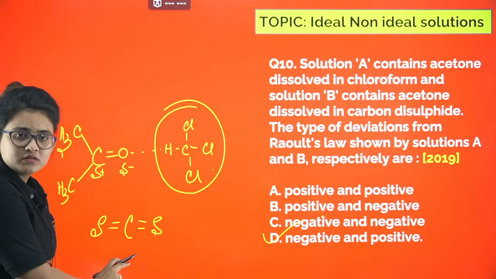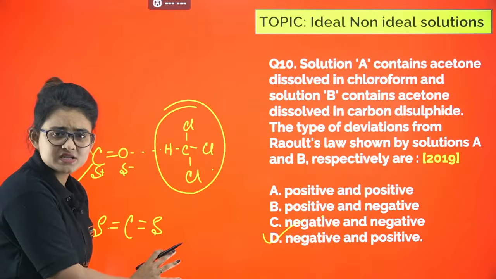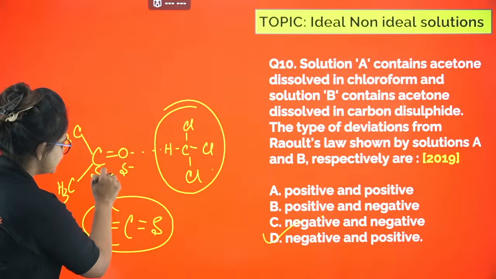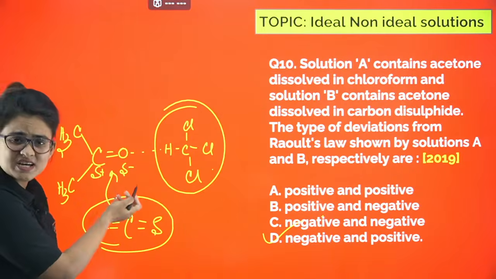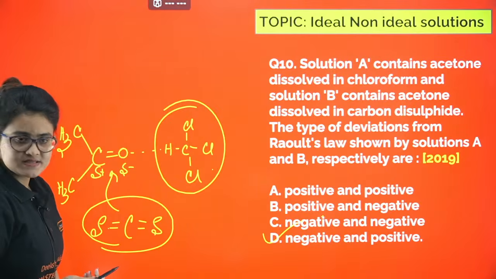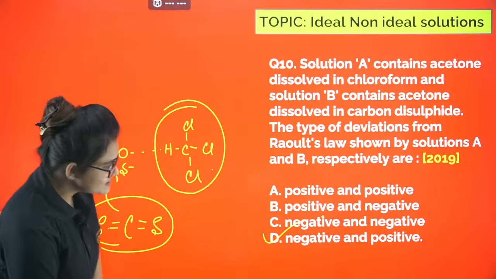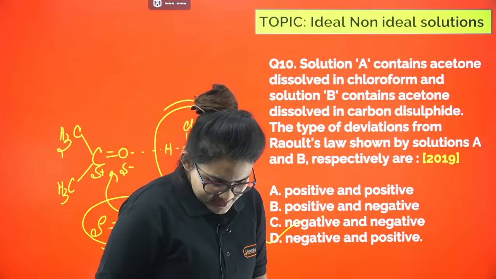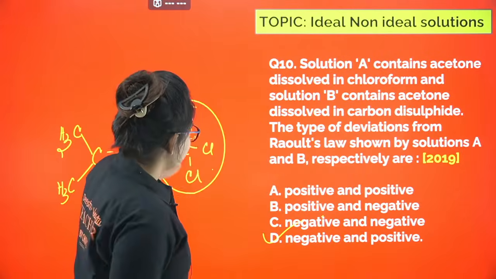Is there any dipole? No dipole, so no dipole-dipole interaction as such. So now whenever you are putting this molecule in this, don't you think that the dipole-dipole interaction will be disturbed? Right? So the AB interaction will be weaker, right? That is a positive deviation. Okay, I guess it's clear, Sagar. Please just, okay, thank you.